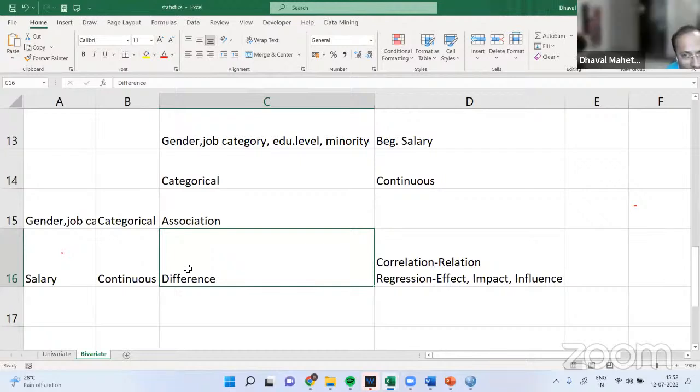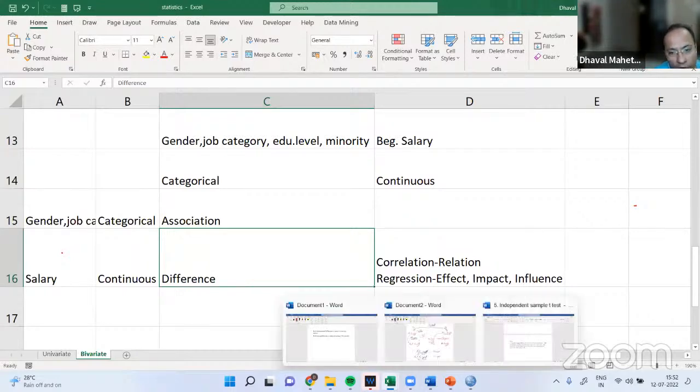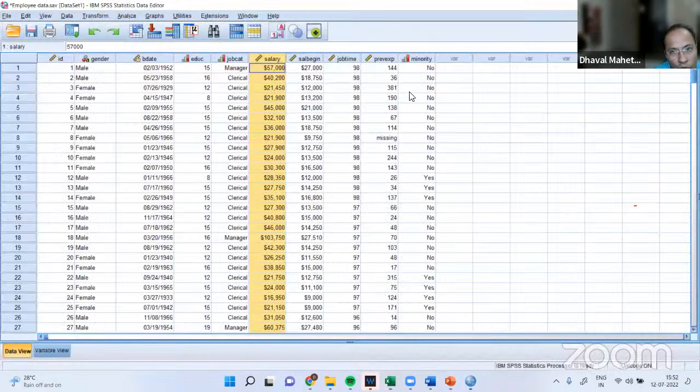There is no significant difference in the salary according to the presence in minority. There is no significant difference in salary according to the minority. You should not write there is no significant difference in minority and salary. It should be according to the minority category. Right? Where will we go?